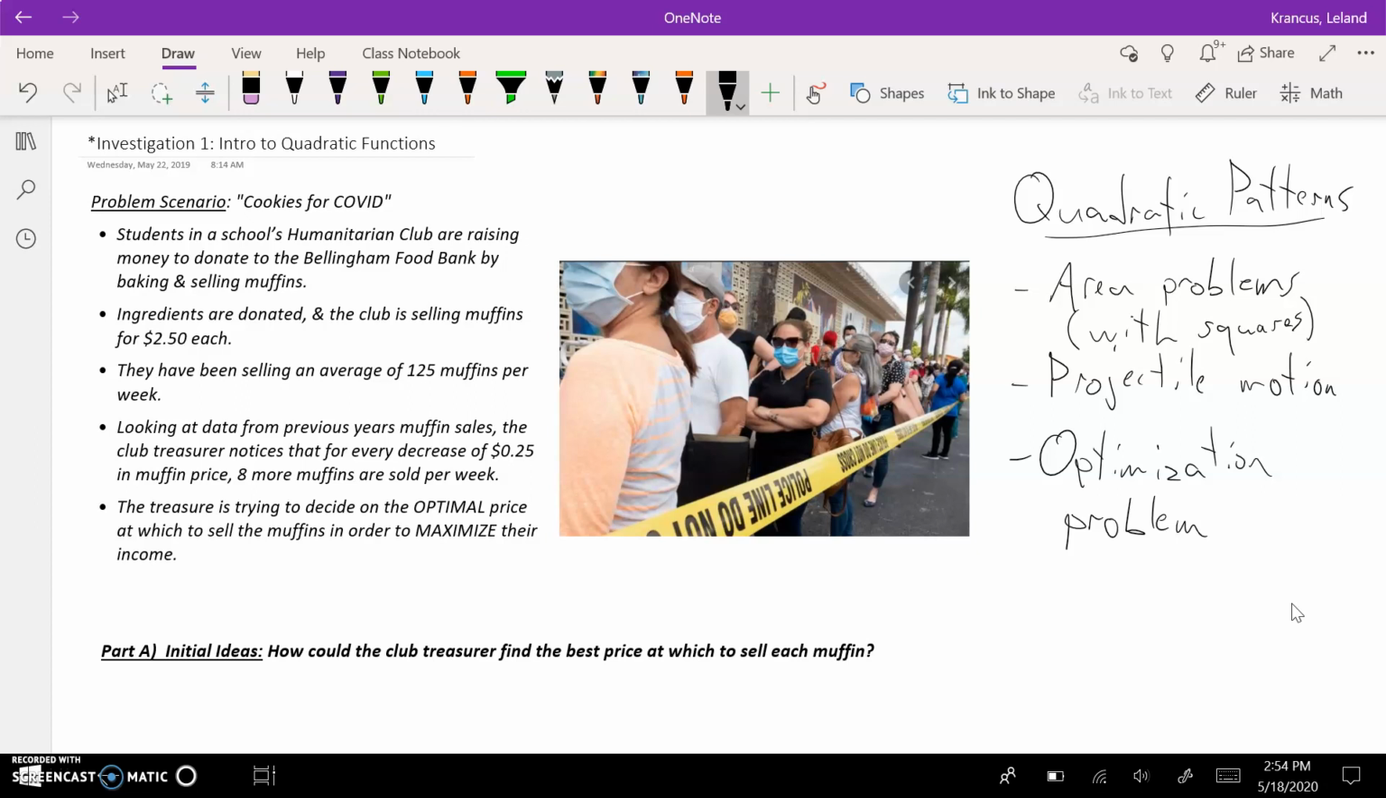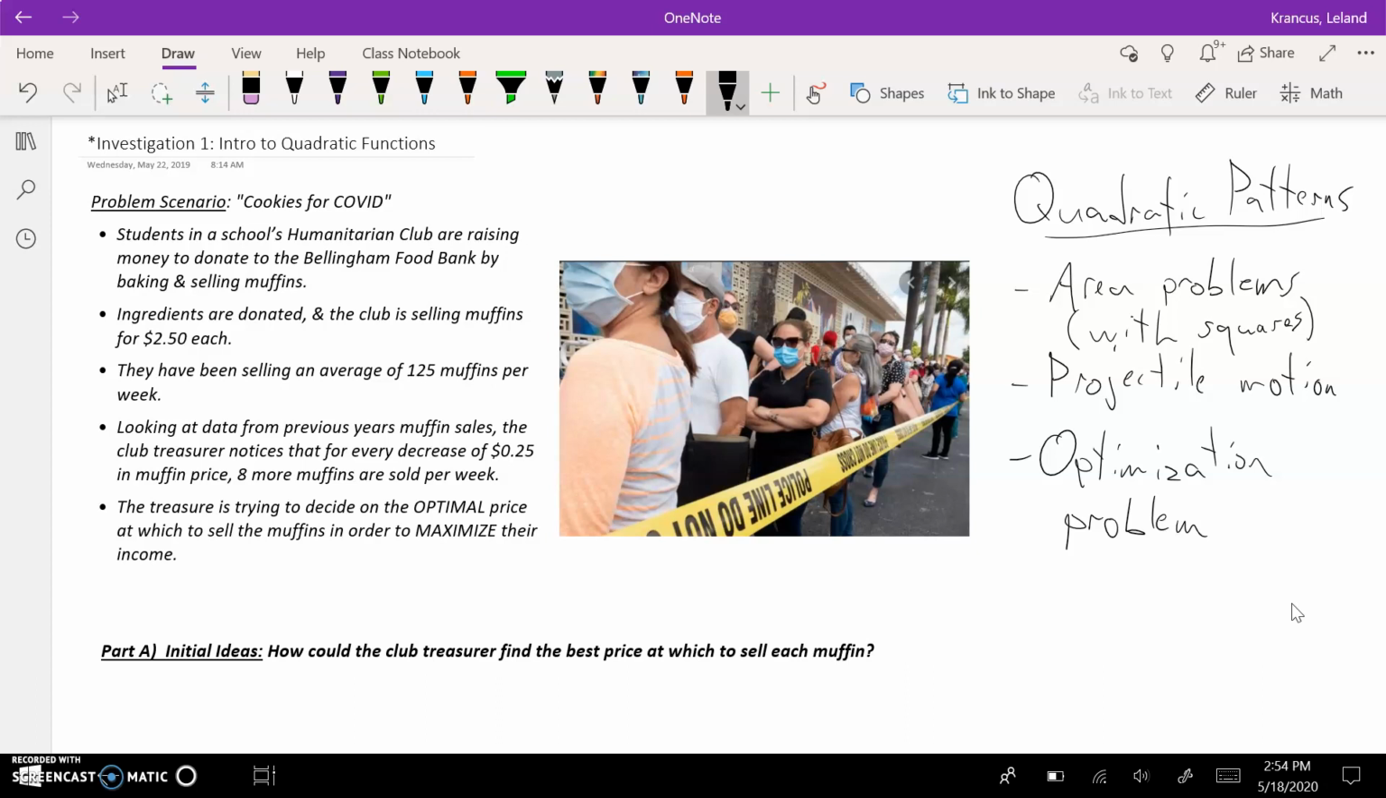the humanitarian club has been selling muffins. They've collected data about what the price of the muffin was and how many muffins they were selling per week. This is an annual thing they did, and they're trying to figure out, is that the best price to be selling them for? Because they found that every time you raise the price, you end up selling a different number of muffins. So, like it says, if you decrease the muffin price by 25 cents, 8 more muffins are sold per week, which makes sense. As the muffins get cheaper, they sell more muffins.